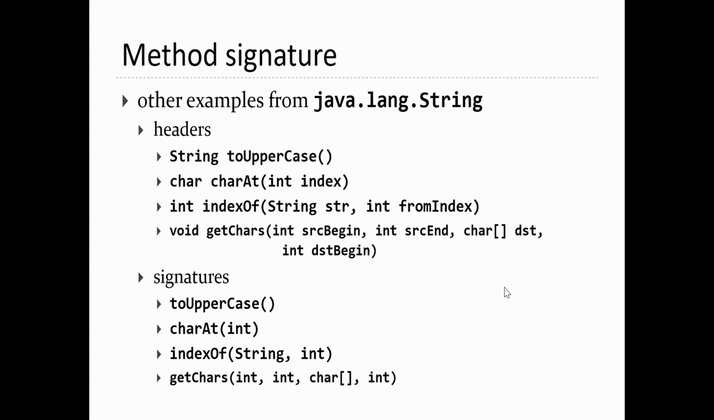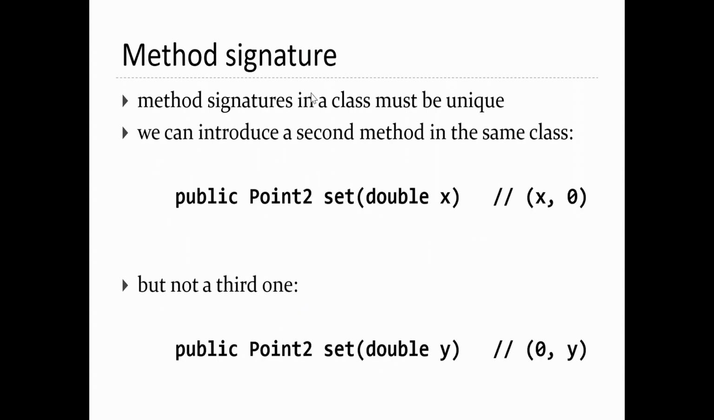Now why am I telling you about this? Because the method signatures in a class must be unique. So you can have as many methods as you want that have the same name, as long as the signatures of the methods are all different.